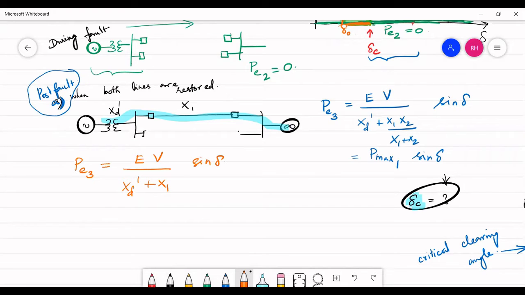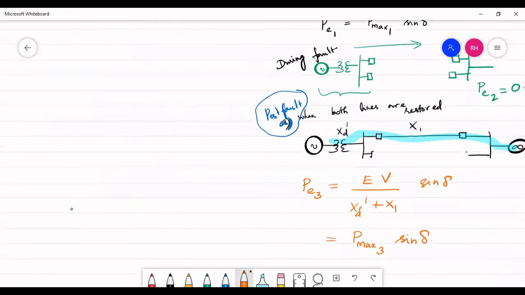Earlier, the maximum power transferred under the pre-fault and the post-fault conditions was the same, but now we have a different Pmax, and hence let me call it Pmax3 sine delta. So you have three possibilities.